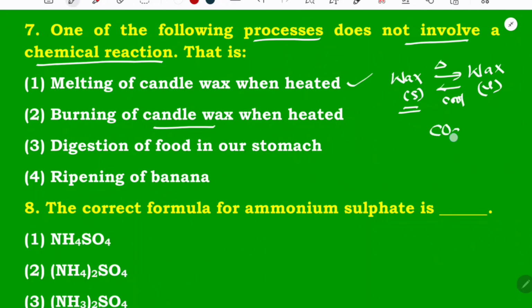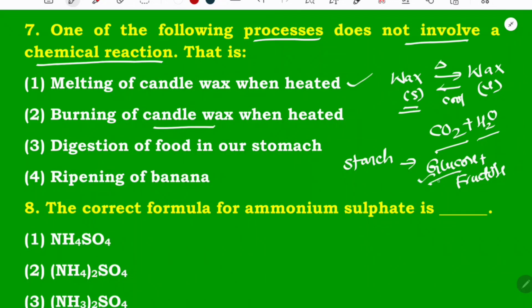Carbon dioxide plus H2O will form. So any hydrocarbon burns, it can release carbon dioxide as well as water. Digestion of food means here starch. For example, you take starch, it is converting to glucose and fructose. Finally, any food you have taken is converted to glucose only. This is helpful for our energy.